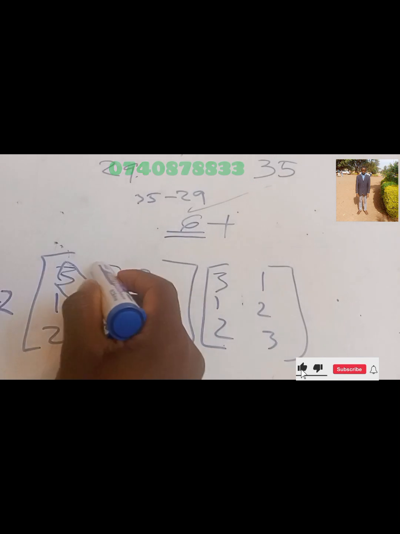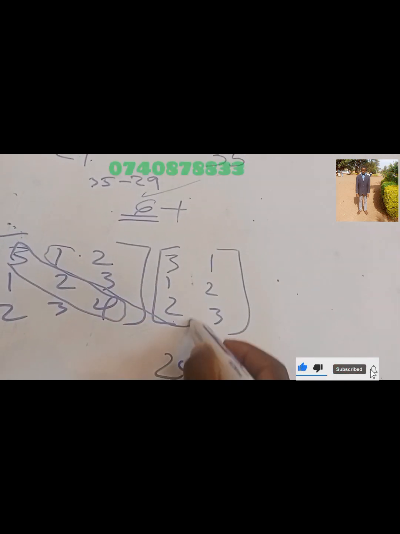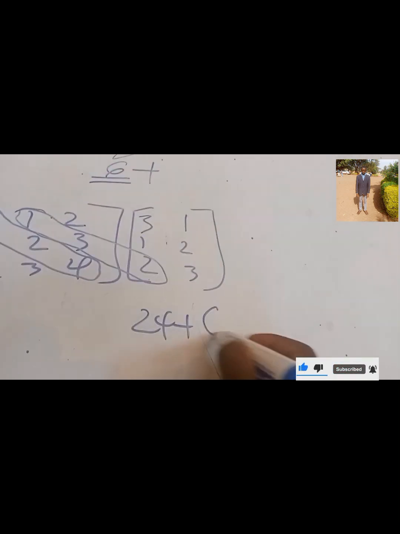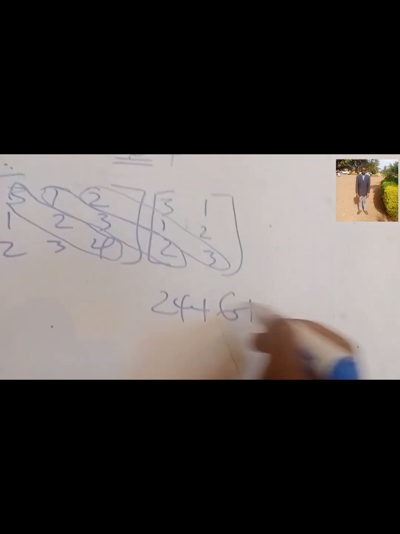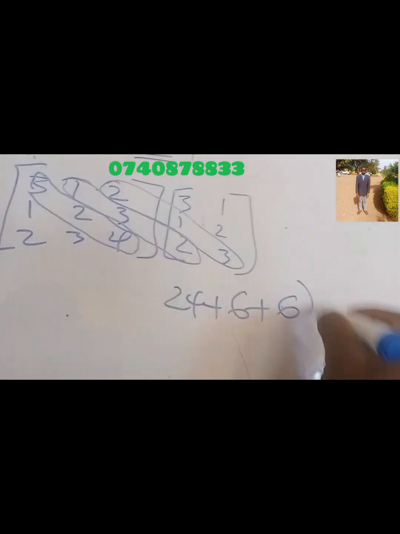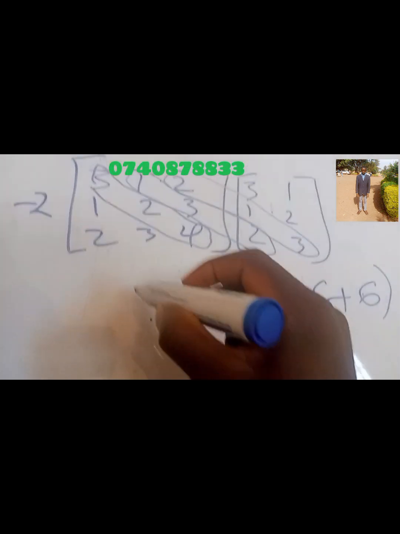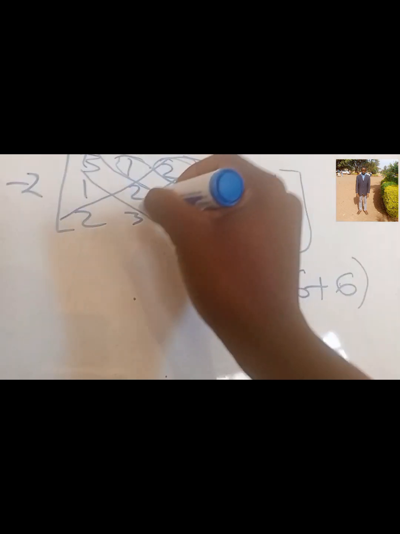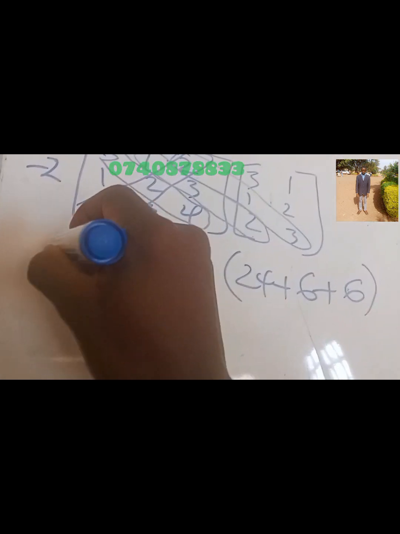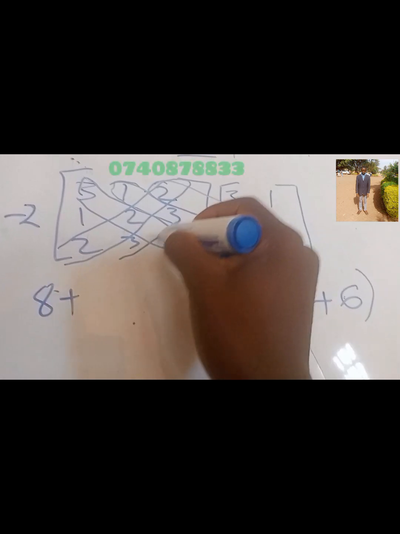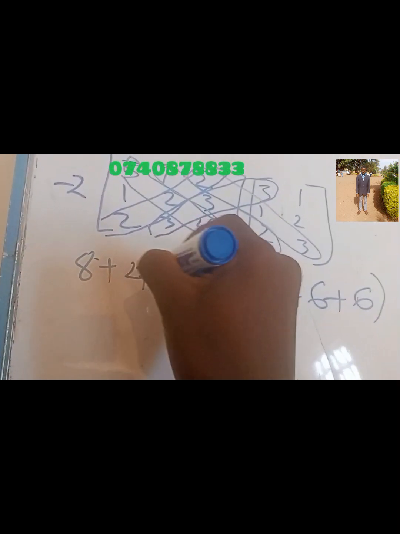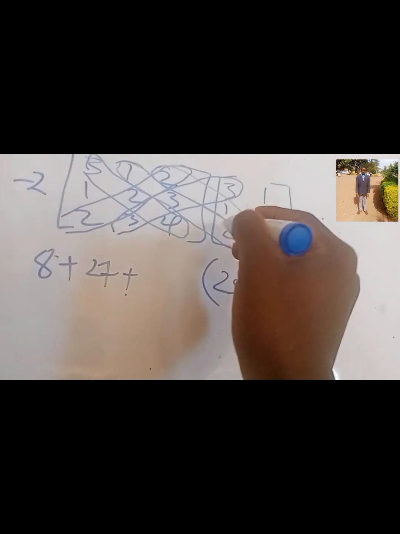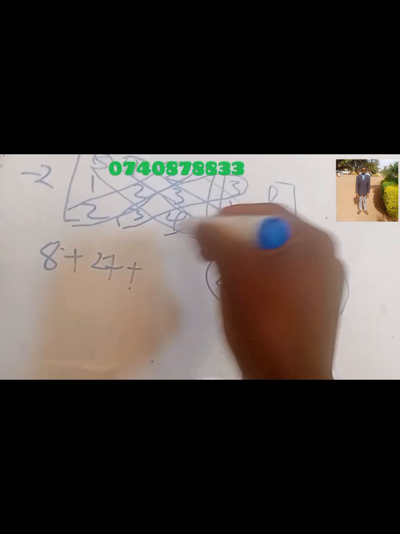plus we have 1 times 3 times 2, which is 6, plus we have 2 times 3 times 1, which is also 6. Then we have now the secondary diagonal, which is 2 times 2 times 2, which is 8, plus we have 3 times 3 times 3, which is 27, and finally we have 4 times 1 times 1, which is just 4.